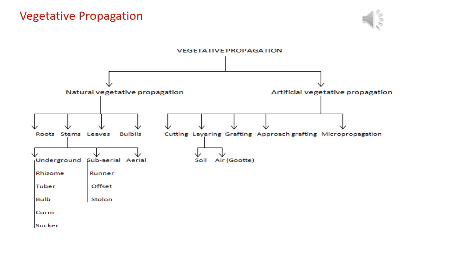So my dear students, I want to say one thing, that in this slide, especially in case of artificial vegetative propagation, we will focus on the first three types, that is cutting, layering, and grafting. The remaining two are not that important and are not to be considered so important. So these three types need to be taken care of very seriously. So today we will discuss natural vegetative propagation first, and in the next lecture we will see artificial vegetative propagation.